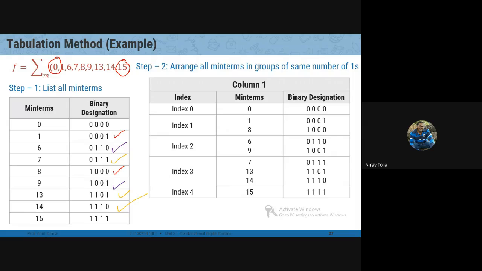Okay, in column 1. So this is our column 1. So we have index 0, index 1, index 2, index 3, and index 4. And how do we arrange it? Starting with the least number of ones to the highest number of ones. So the least number of ones means starting with 0, and the highest number of ones means all 4 are ones.